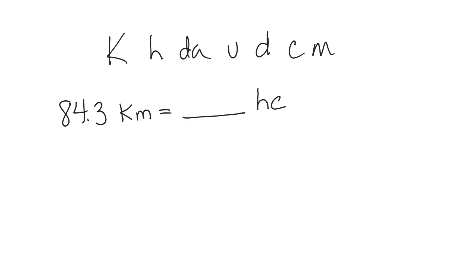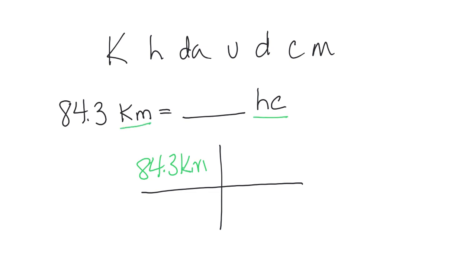Now, in order to do it with the conversion factor, we're going to use something called a picket fence. I like the word picket fence because it kind of looks like one. So it's 84.3 kilometers. Now, at this point in time, we're looking at two different units. Whoops. You know what? That's wrong. That should be hectometer. I can't draw. Let's try this again. We're going to make that an M because that's supposed to be hectometer. So we're going to put kilometers at the bottom because we have kilometers on top already, so we want to cancel them out.